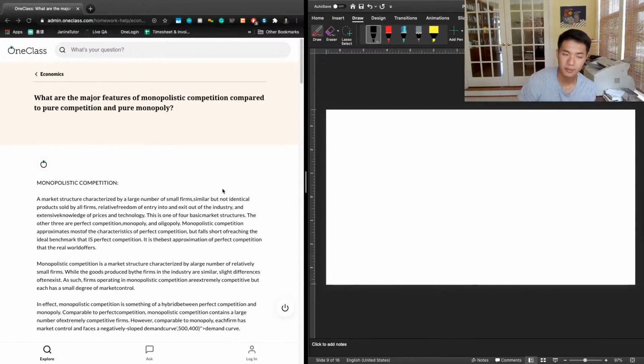So in monopolistic competition, just like in pure competition, we have a large number of producers, but instead of all these producers producing the exact same product, in monopolistic competition, we have slightly differentiated products. So we don't have identical substitutes or perfect substitutes between suppliers. We have close substitutes. And so this leads to a lot more variety for the consumer to choose from, and this is what we call product differentiation.